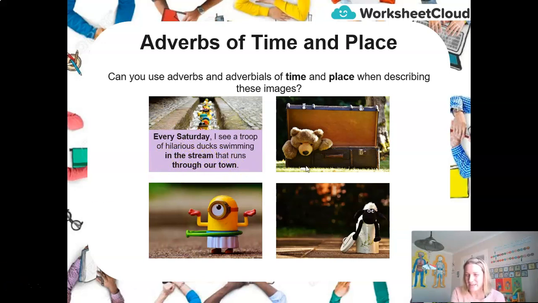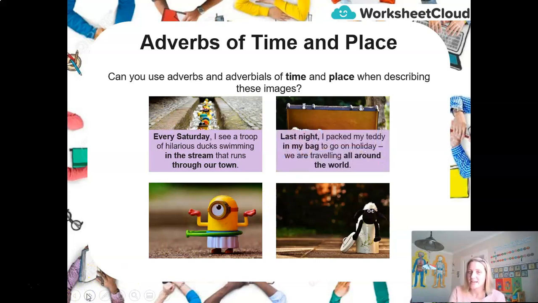For the teddy bear image. Last night, I packed my teddy bear in my bag to go on holiday. We are traveling all around the world. So again, I've started with my time. Last night, there's my adverbial, and it's the one that's introducing my next clause. I packed my teddy bear in my bag. There's the place. To travel all around the world, there's another place.